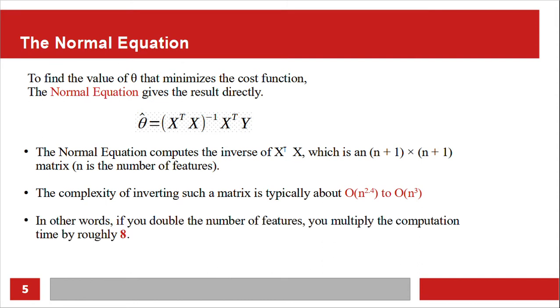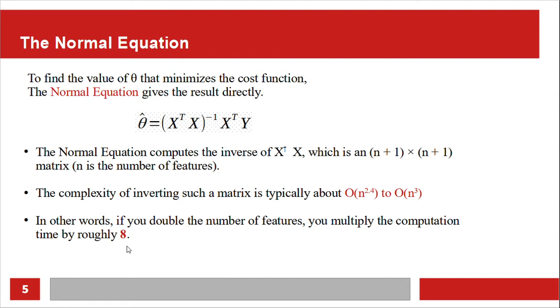Now assume that you apply this formula to find the theta values. Let's say you have 5 features, and with 5 features it takes, let's say, 10 seconds. Now if you duplicate your features, for example you have 10 features, you will have to multiply the time by 8. So it's horrible if you have big data.